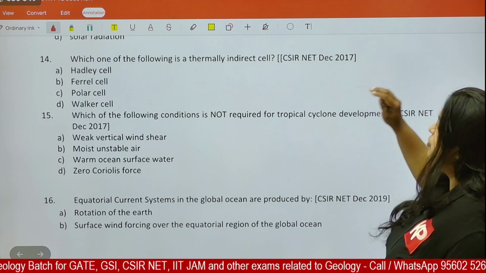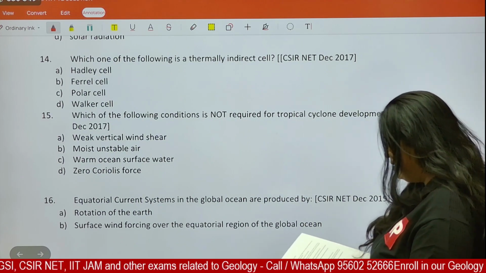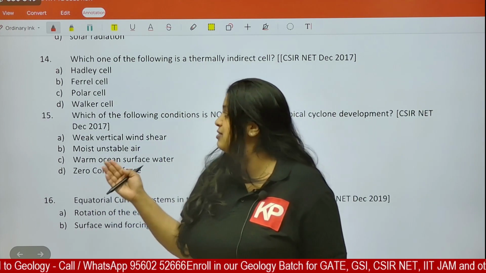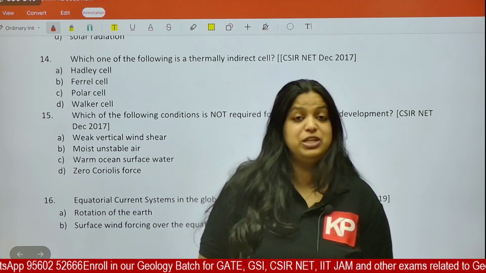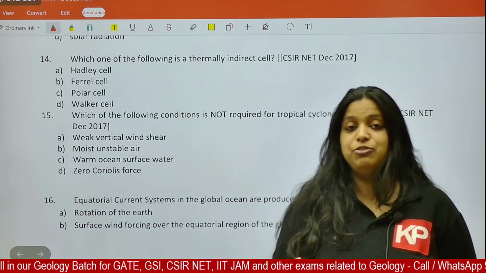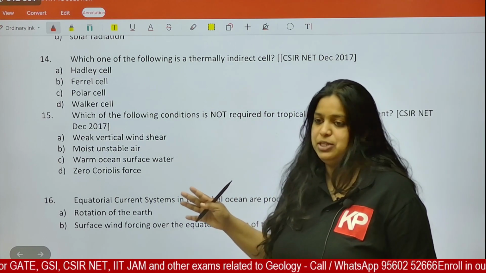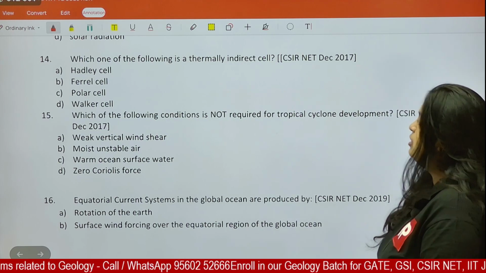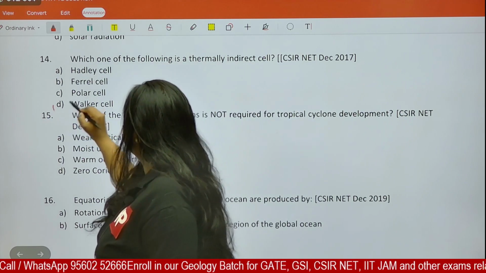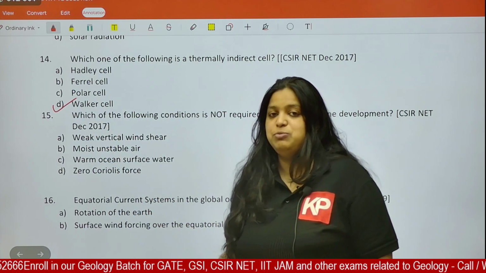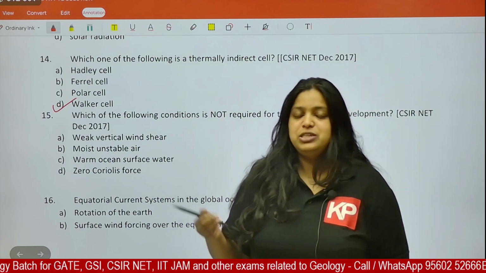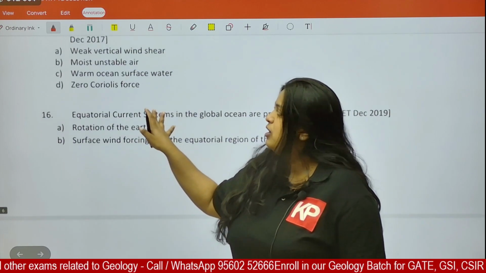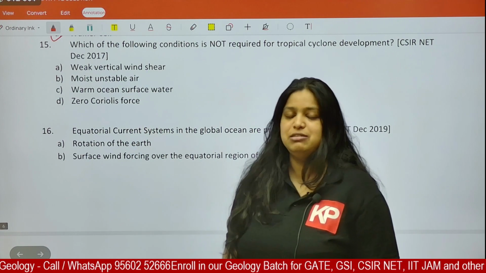Next one. Which one of the following is a thermally indirect cell? These are all associated with the atmospheric wind circulation. So there is Ferrel cell, polar cell, Walker cell, Hadley cell. These are very important terminologies, very important for competitive exams, especially the NET examination. This is also associated with atmospheric science, but it is important in this chapter. The thermally indirect cell is the Walker cell. Walker cell is very much related to El Nino, which has just happened on the earth now, which causes a huge amount of variation in the climatic conditions this year.